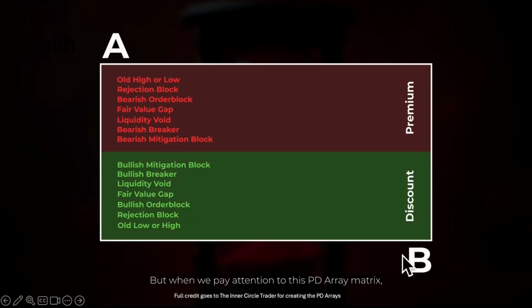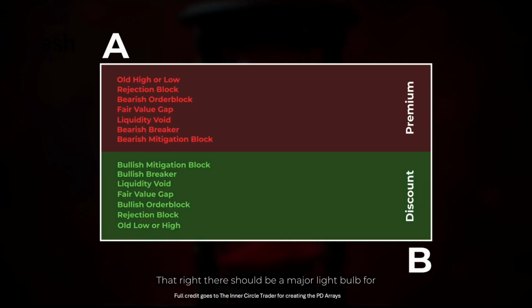But when we pay attention to this PD array matrix, what you can see is that we can recognize when that move from point A to point B is taking place, when we recognize the sequence in which these arrays are forming, because each array is forming after each other. And that right there should be a major light bulb for the majority of you. Instead of chasing patterns for the sake of chasing patterns, you're now beginning to understand that there's a certain order in which you can look for these patterns. And when all these patterns are forming in the right order, and you're trading within a bigger framework, for example a market maker sell model, then you know that you have a high probability short trade opportunity.